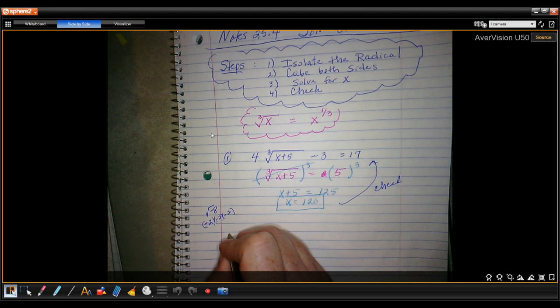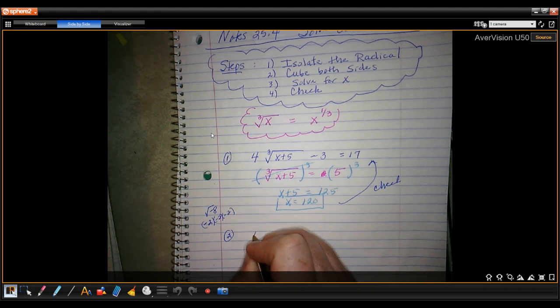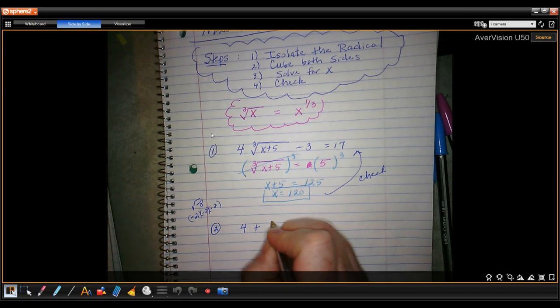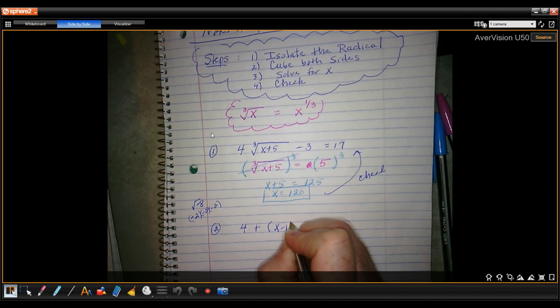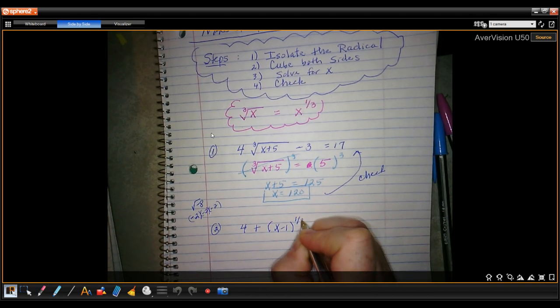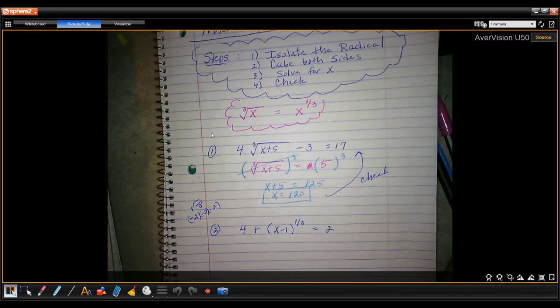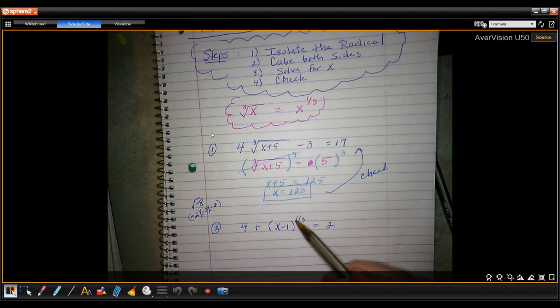Let's do number 2. 4 plus x minus 1 to the 1/3 power equals 2. Okay, this is also a cube root function because anything to the 1/3 power means it's root 3, because 3 is in the bottom. So same thing here again. In this case, it's not a radical, but it's the cube root part of the problem. So get this by itself.